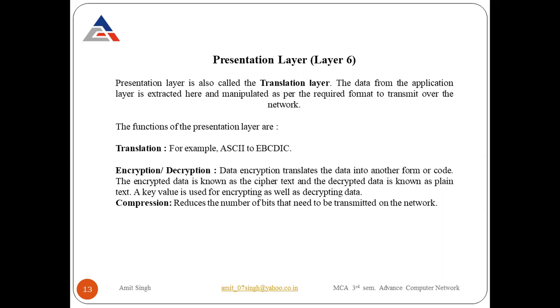Third is compression. It reduces the number of bits that need to be transmitted over the network. Whenever a large amount of data is sent from one end to the other end, we require compression. Whenever compression is made, the size of the data becomes small, and small data can be easily transferred from one end to the other end.